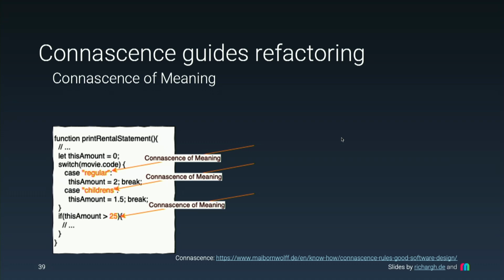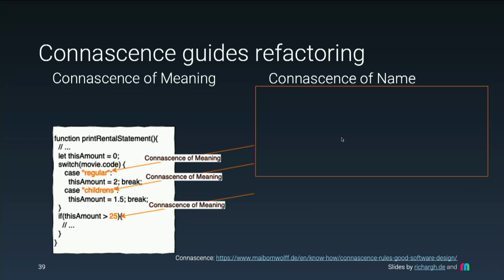And connaissance says, if you have meaning or execution order or whatever the higher ones are, you should usually refactor to a lower strength level. In this case, it's name. And you can do that very easy. You can put movie and enum in there.